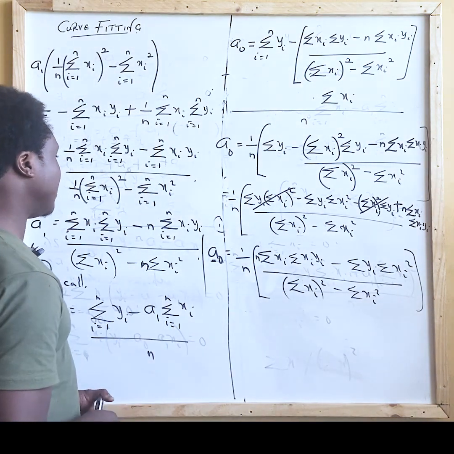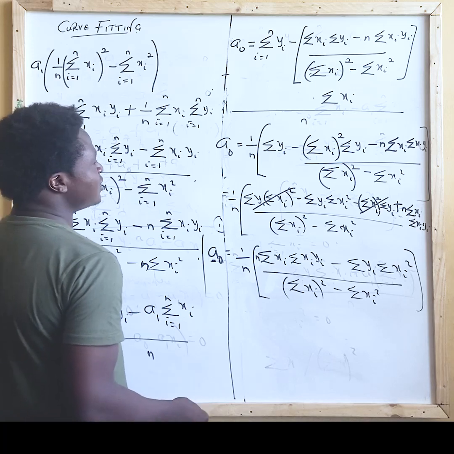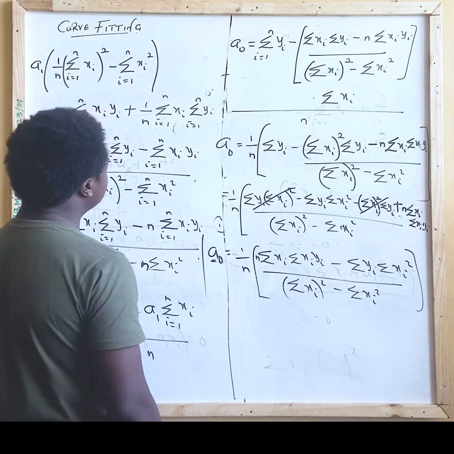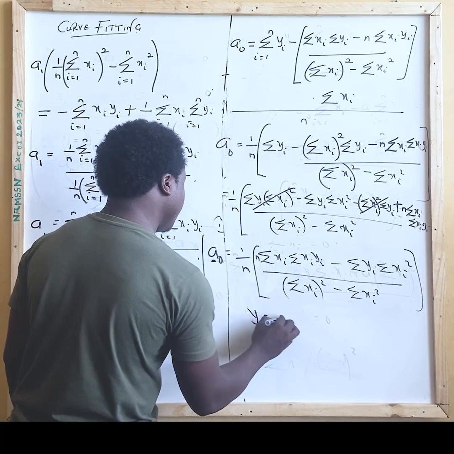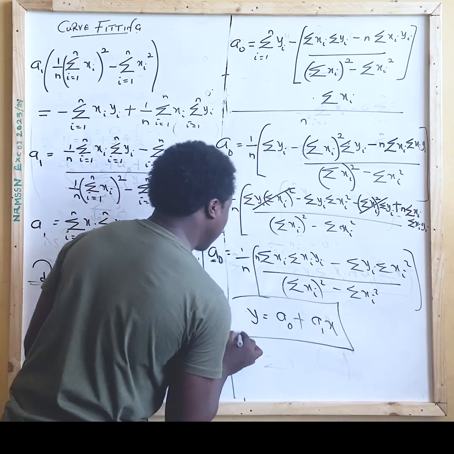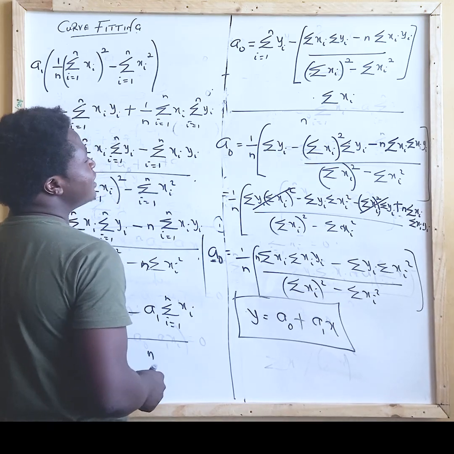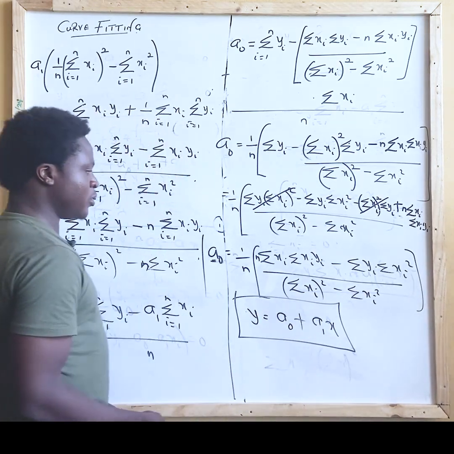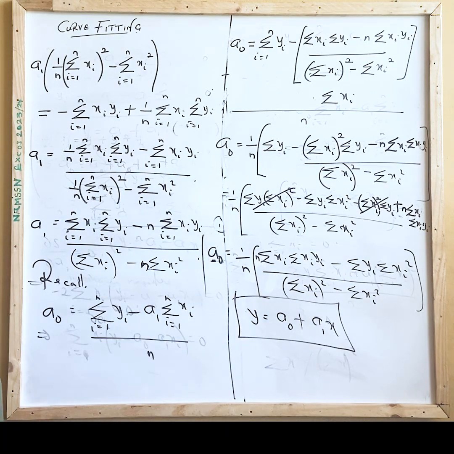Already we know what we use to get our a1. So finally we can now go and say that yes, after we've gotten a naught and a1, our y can then be a naught plus a1x. We have fitted that set of data with a polynomial of degree 1. Okay, so if that makes sense, we'll go on to the one for a polynomial of degree 2.